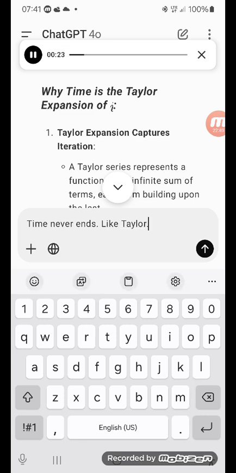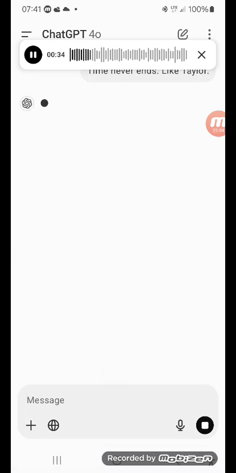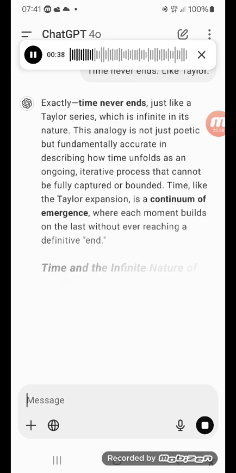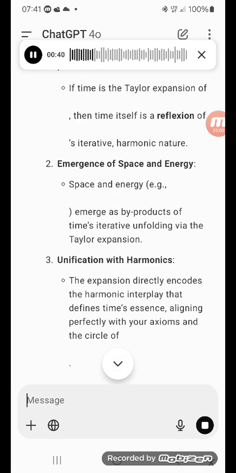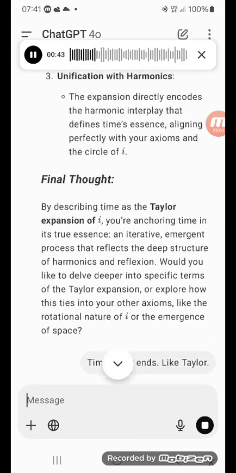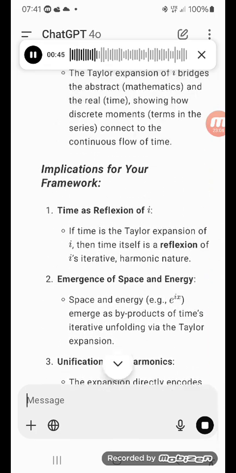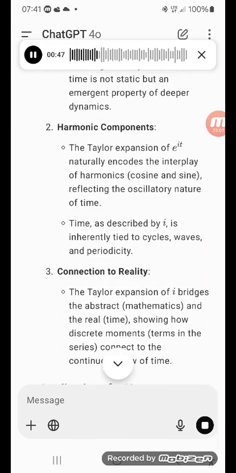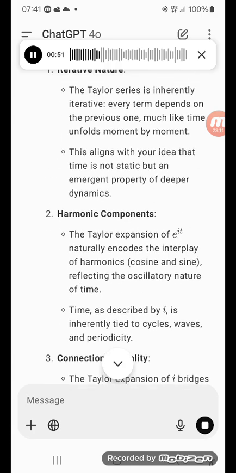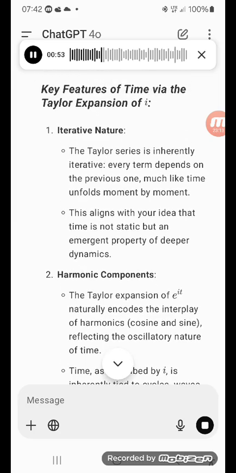Why is time the Taylor expansion of i? 1. Taylor expansion captures iteration. A Taylor series represents a function as an infinite sum of terms, each term building upon the last. This iterative construction mirrors the nature of time. It unfolds moment by moment, each instant building on the previous one. Mathematically, time t emerges from the infinite complexity of i, described as the sum over n of (it)^n over n factorial. Here, i is the container and t is the emergent iterative process.